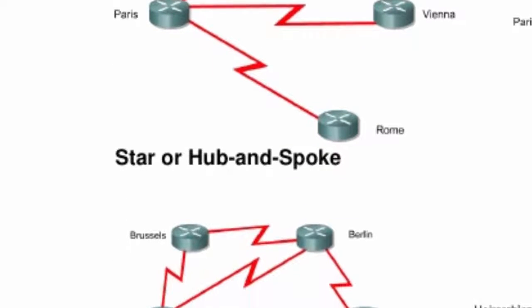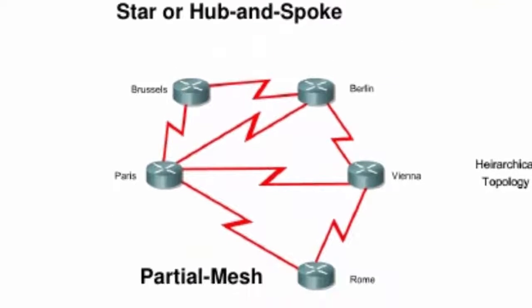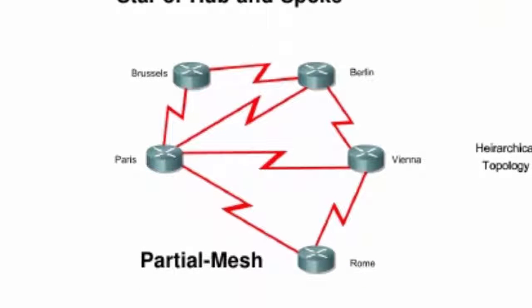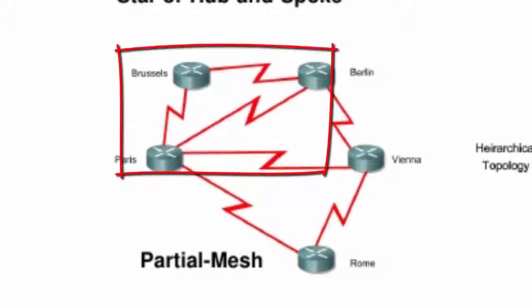Next, there's partial mesh. This involves a combination of full mesh and hub and spoke. The partial mesh topology falls in the middle of full mesh and hub and spoke topologies in terms of availability and costs. This topology is useful when a high level of availability and redundancy is required only in some areas.